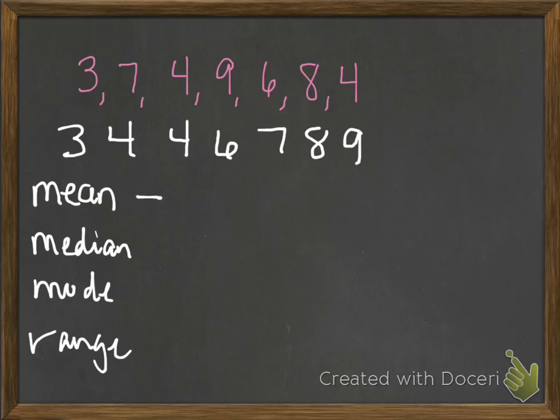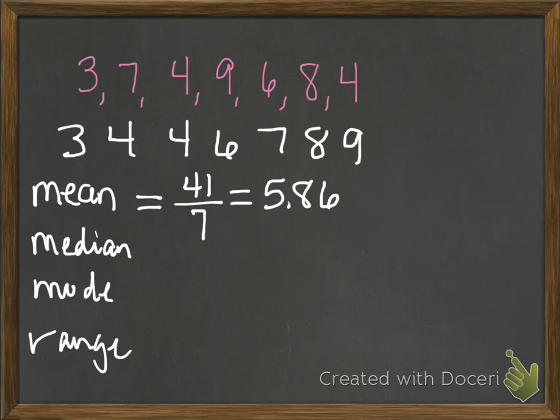The mean, remember, is the sum of all the numbers. So if I add 3 plus 4 plus 4 plus 6 plus 7 plus 8 plus 9, I get 41. That is going to be divided by the number of values in my set. So I have 1, 2, 3, 4, 5, 6, 7 values. So I'm going to take 41 divided by 7, and I get 5.86. I'm going to round to the nearest tenth. So that's my mean.